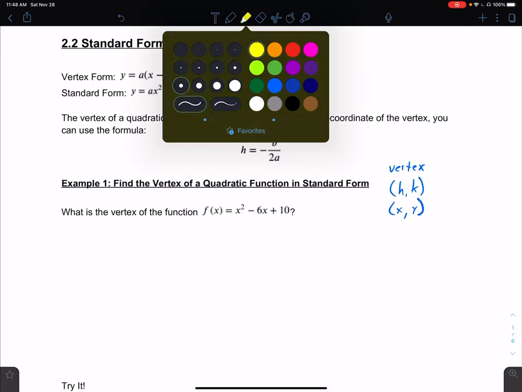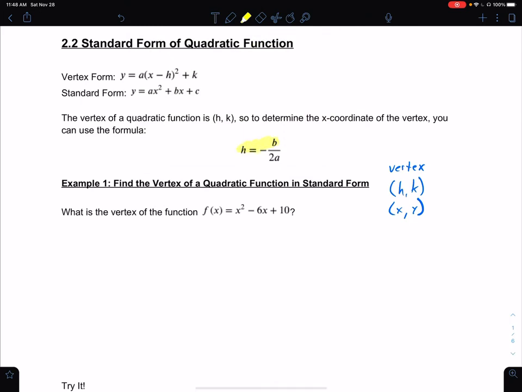And then what we also want to know here is that this formula right here is how we can find the h value when using standard form. So the vertex of a quadratic function, again, is (h, k). And to determine that x-coordinate, we're going to use this formula. So in example one, it says, what is the vertex of the function f of x equals x squared minus 6x plus 10?